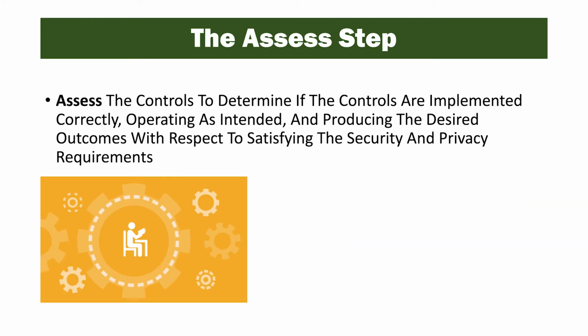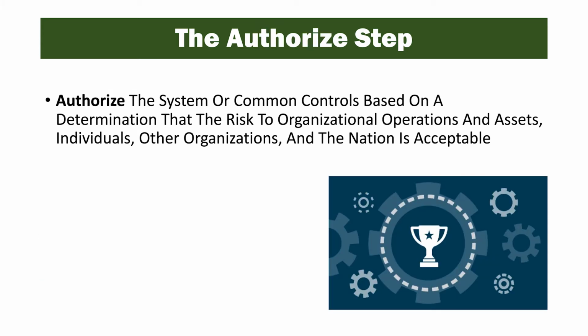In the assess step, we assess the controls to determine if the controls are implemented correctly, operating as intended, and producing the desired outcomes with respect to satisfying the security and privacy requirements. The authorize step, this is where we authorize the system or common controls based on a determination that the risk to the organizational operations and assets, individuals, other organizations, and the nation is acceptable.